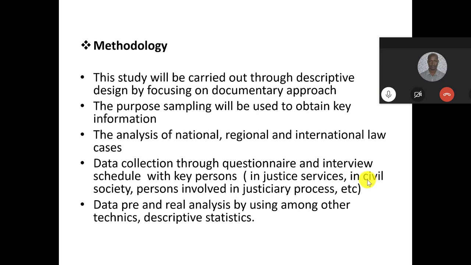I was telling about the data analysis, where I will use questionnaires and interviews focusing on key persons involved in the justice system, those in civil society, in the bar organ, and beneficiaries of justice services. Then some descriptive statistics, like Excel or SPSS. Thank you very much.